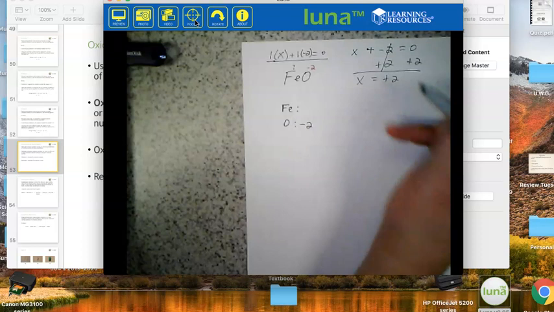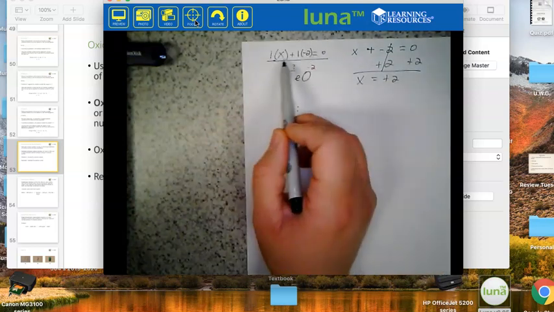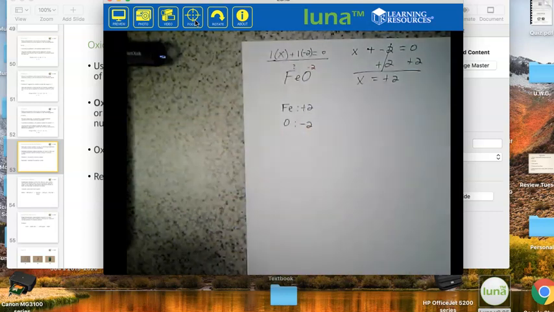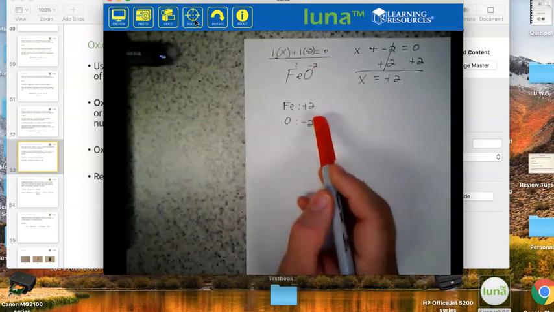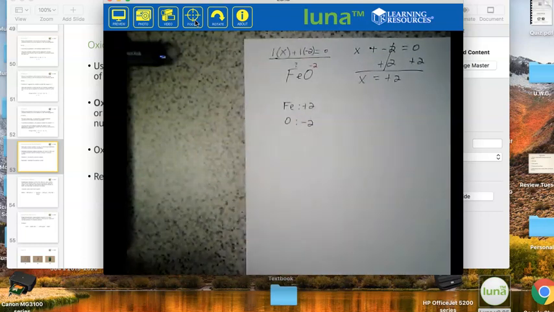All right, now if you wanted to do it in your head, you could do that. Well, this is -2, so this has to be +2. There's only 1 there, so it's +2. You could do that too. So either way you want to do it, it's fine. So those are the oxidation numbers. Iron's +2 and oxygen's -2. So that's it for iron 2 oxide.